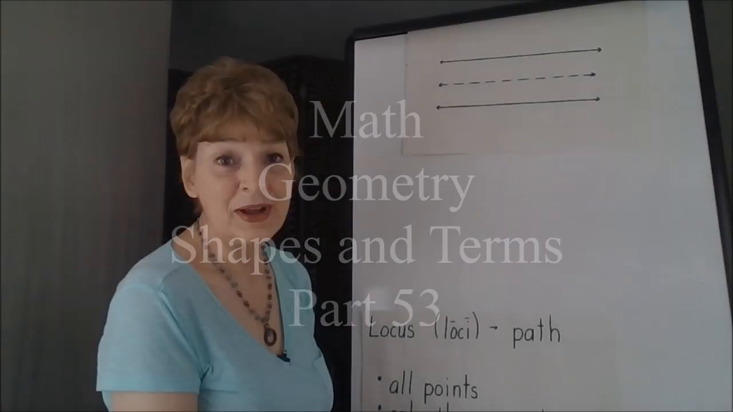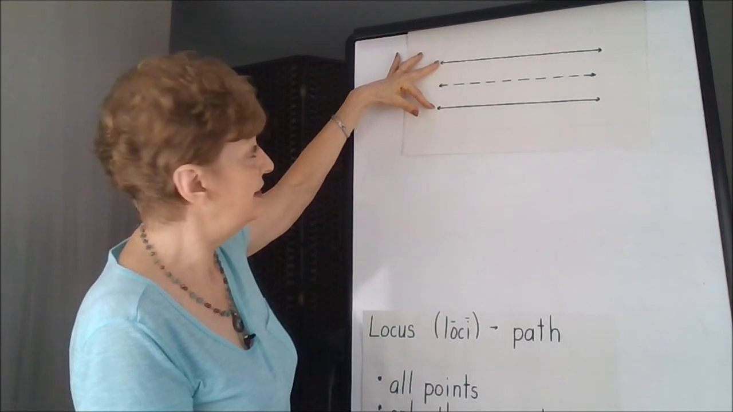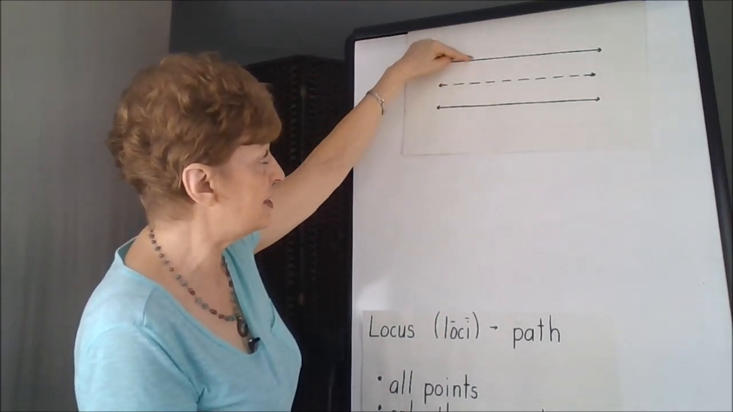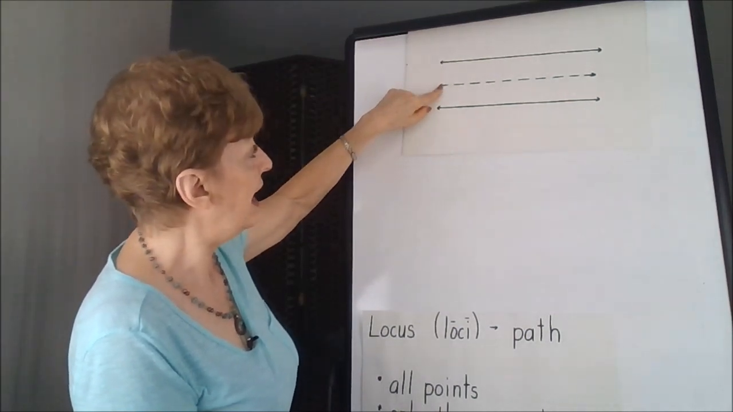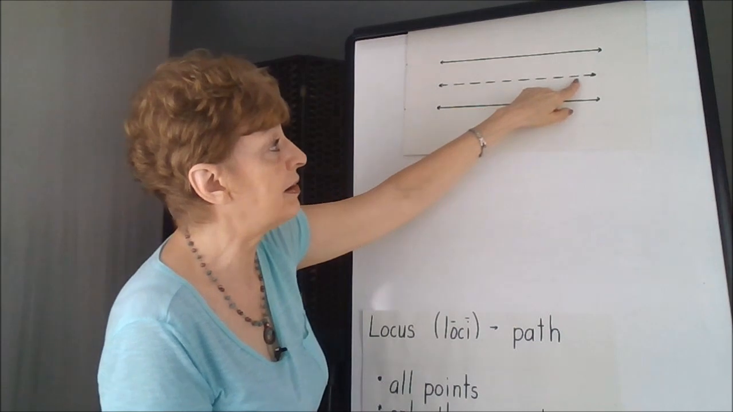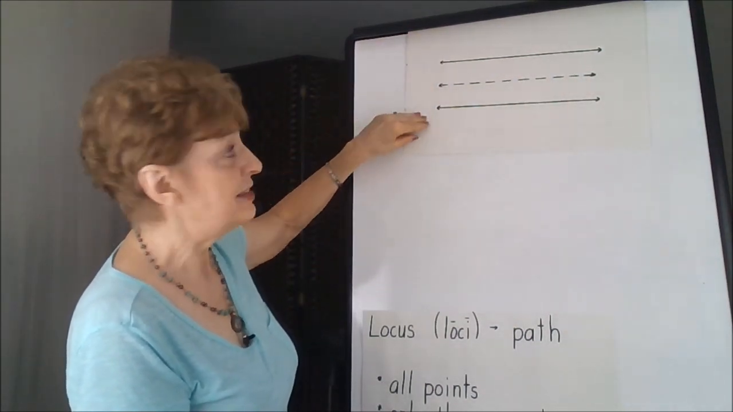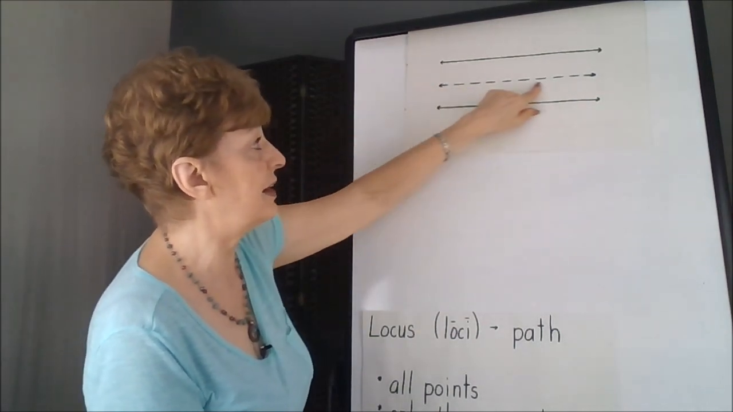The locus of points between two solid lines that are parallel is another set of points that's equal distance from the top line and from the bottom line, and that also is parallel to these two originals. So the set of points between two lines is a single line.